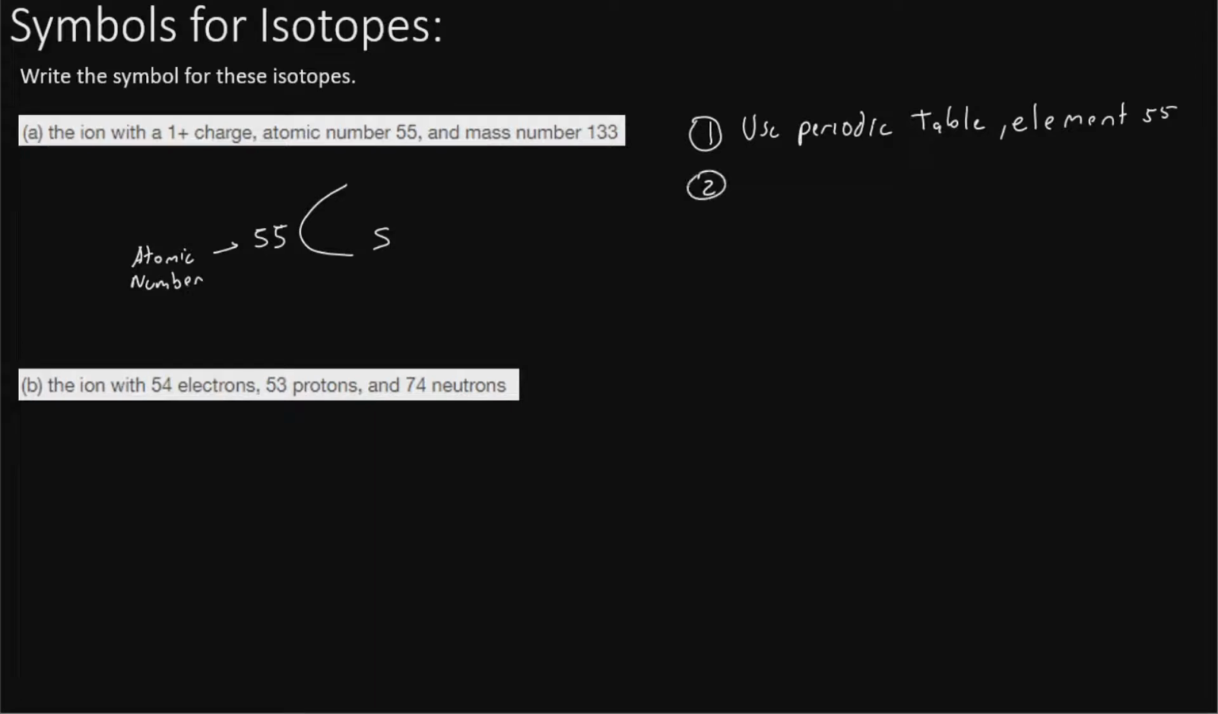Number 2, we'll find the mass of this isotope. Thankfully, we are given the mass here is 133. We write this in the upper left location.